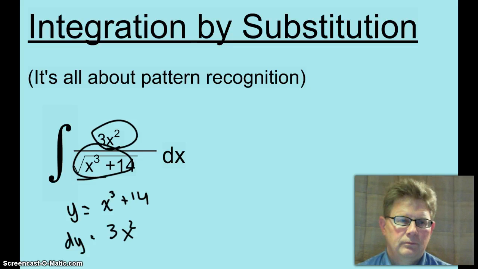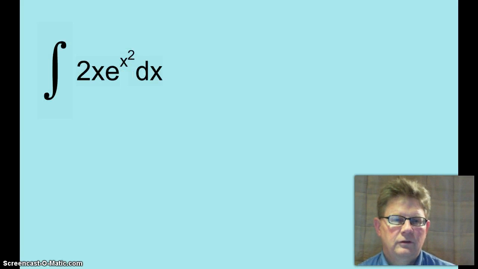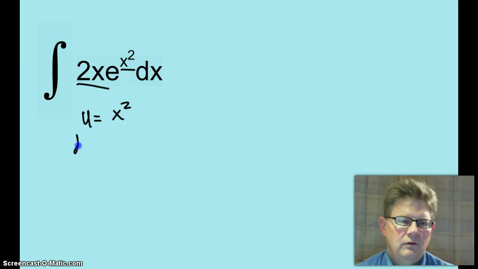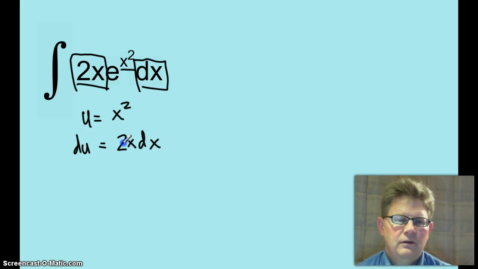And here we go. It's all about u substitution. Alright, do you see the pattern? Right here and right here. So what we're going to do is let u equal x squared. Then the derivative of u is going to be, take the derivative of this with respect to x, 2x with respect to x. So wherever we see 2x dx, we're going to replace that with a du.